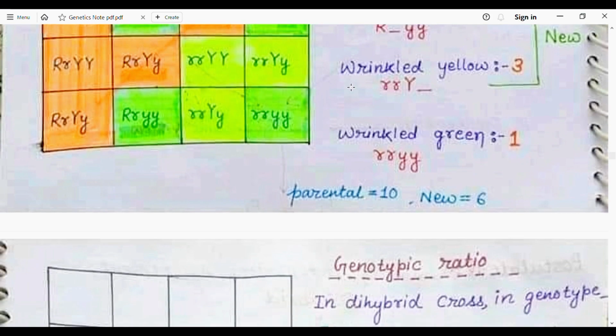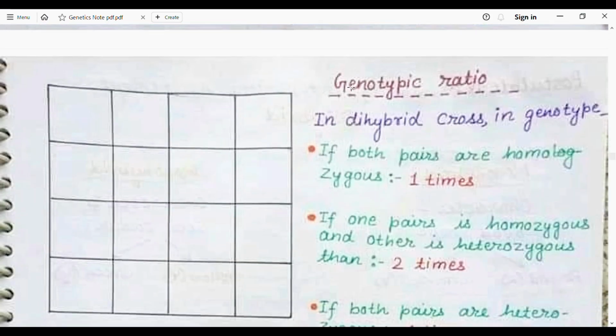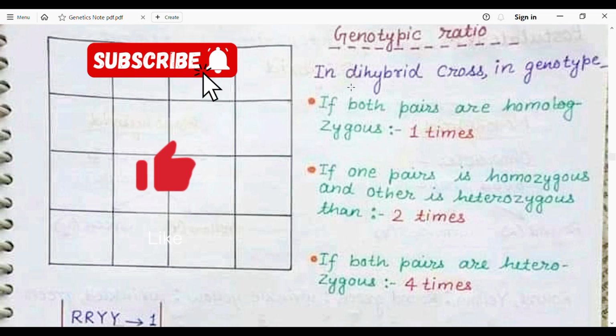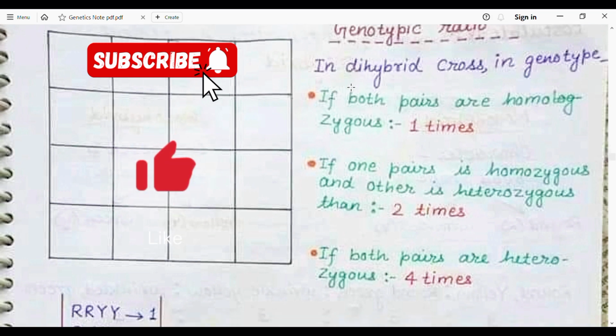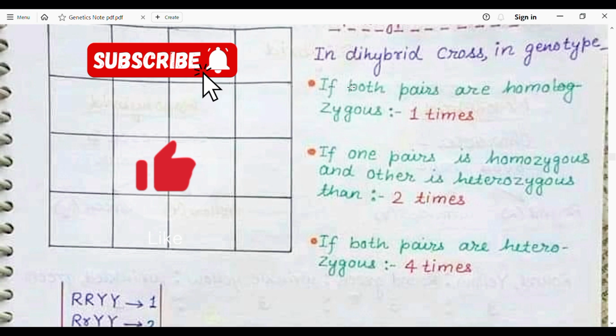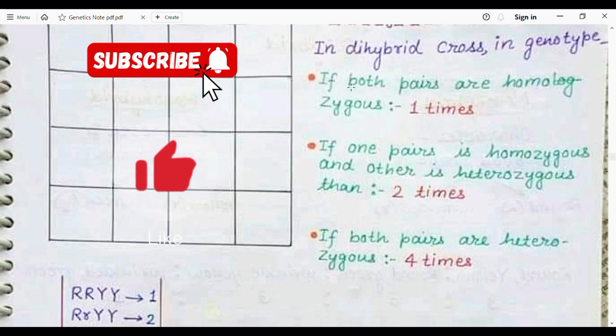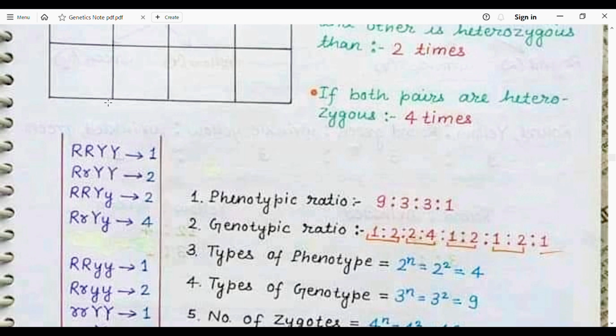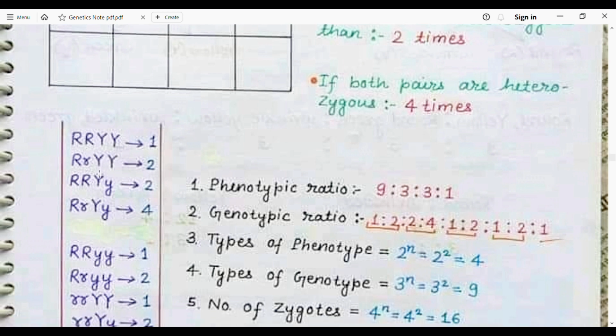Now we'll go on to explain the genotypic ratio. In a dihybrid cross, in genotype, if both pairs are homozygous, it is 1 time. If one pair is homozygous and the other is heterozygous, it will be 2 times. And if both pairs are heterozygous, then it will be 4 times. So you can see here, when both pairs are homozygous, it is 1 time. When one pair is homozygous and the other is heterozygous, it is 2 times. And when both pairs are heterozygous, it is 4 times.